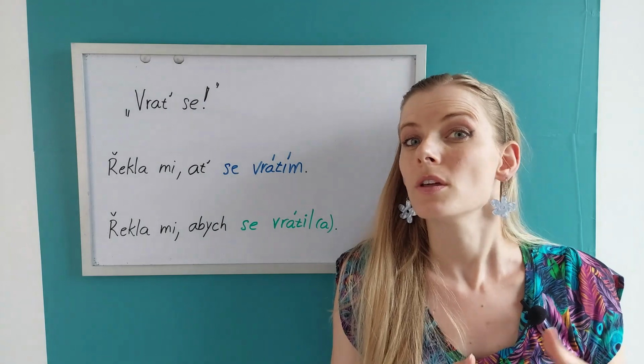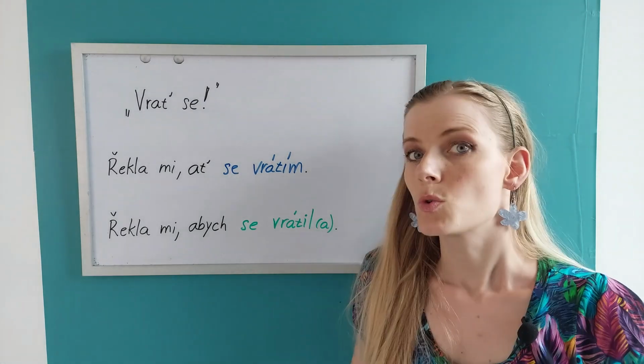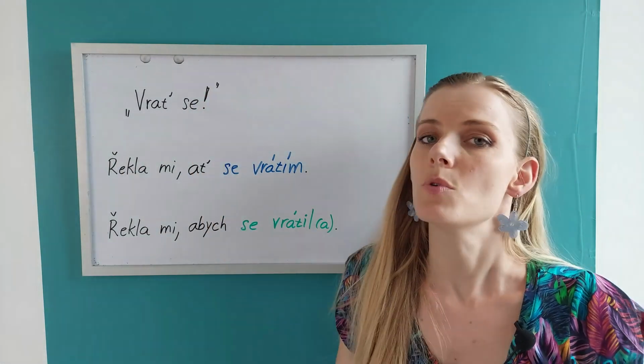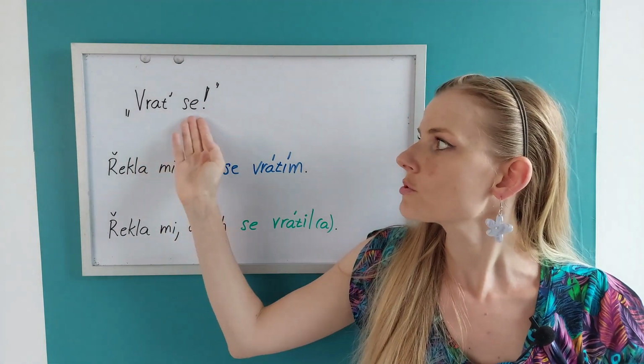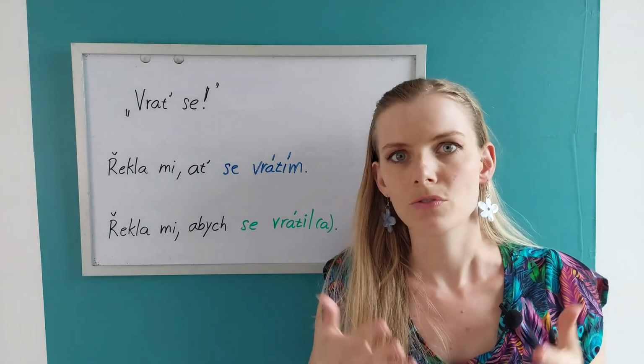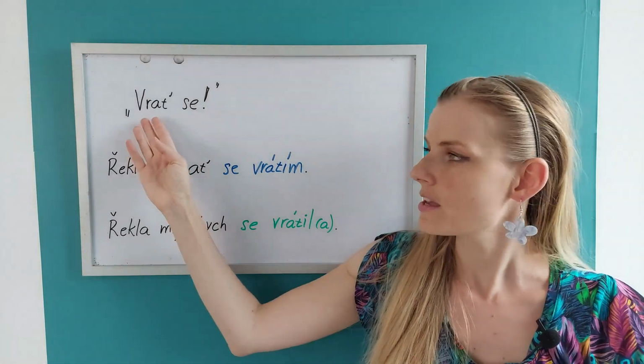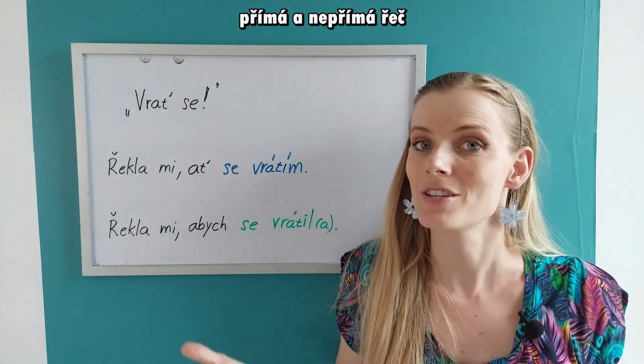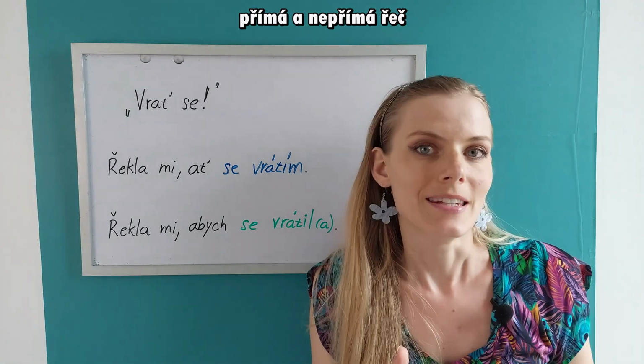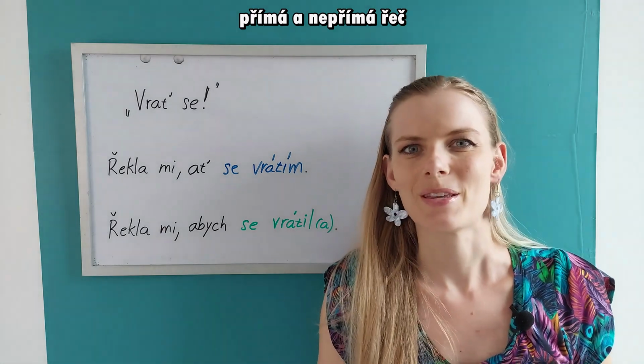If you want to say what that person said, you would not be using quotation marks anymore, and the form would also change, and that would be called the reported speech. In Czech, it is nepřímá řeč. This is přímá řeč, direct speech, and then it is nepřímá řeč, indirect speech.